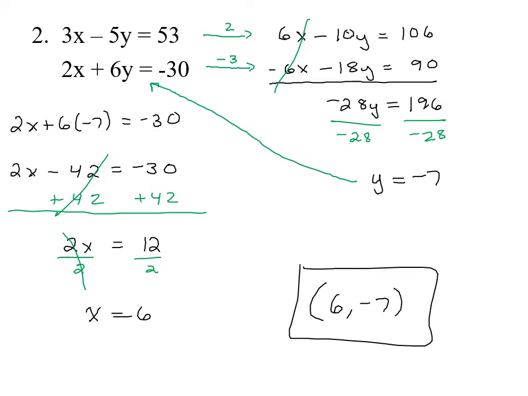And remember, if you want to check it, put it in either one of the equations. It should work. 2 times 6 is 12. 6 times 7 is 42. So 12 minus 42 is negative 30. You could check it in the other one if you want to, but it should work.